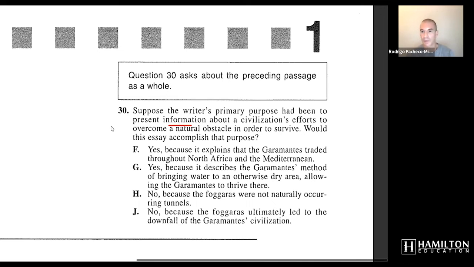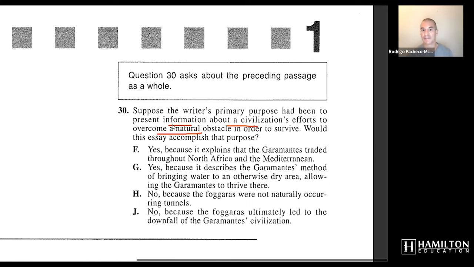And we can identify key terms here that are essentially asking us about the text mode. So suppose the writer's primary purpose had been to present information. In other words, was this an informative passage? To present information about a civilization's efforts to overcome a natural obstacle in order to survive. Would this essay accomplish that purpose? Well, thinking about the passage, we can say that this is the case. This is about a civilization that created a system of tunnels in order to survive in the desert. And so that is the natural obstacle that is discussed in this essay.